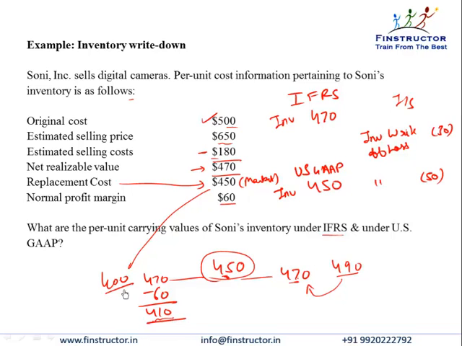So even though replacement cost may be very low, I know that I can sell it today and realize a value of 410 even after deducting my profit margin. Hence, it cannot be written down to 400, it will be written down only till 410. So US GAAP is a more conservative approach as compared to the IFRS.